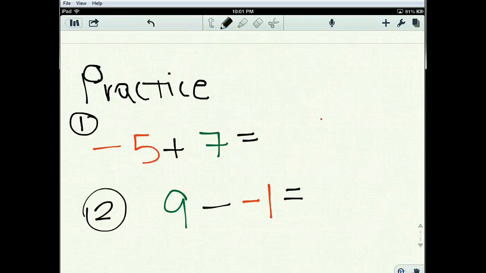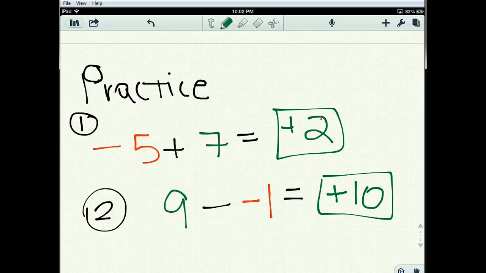And to finish off the video, guys, I want you to try these 2 problems. Again, drawing your number tiles, or if you have your number tiles with you, using them to get your answer. So I want you to do number 1, which is -5 plus 7, and also number 2, which is 9 minus -1. Pause the video, go ahead and try and draw and get your answers, or use the tiles to get your answers, and in a little bit I'll give you the correct answer.